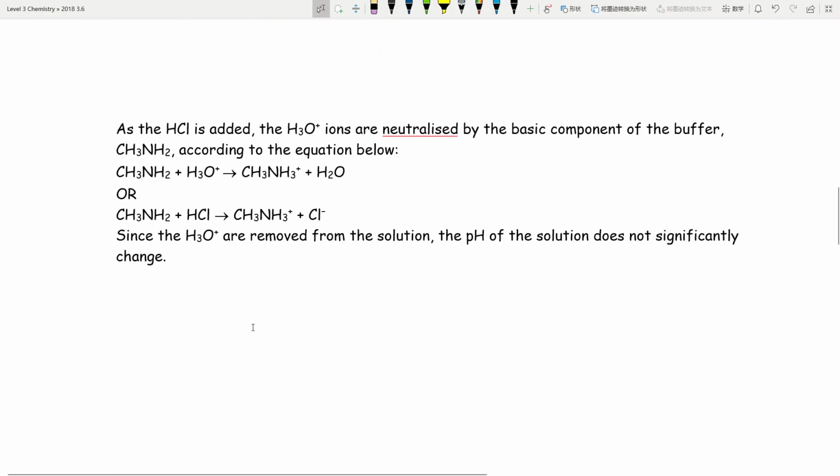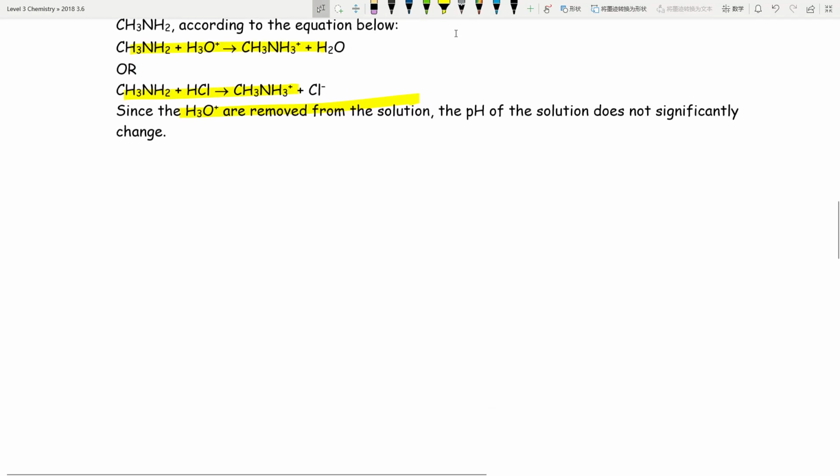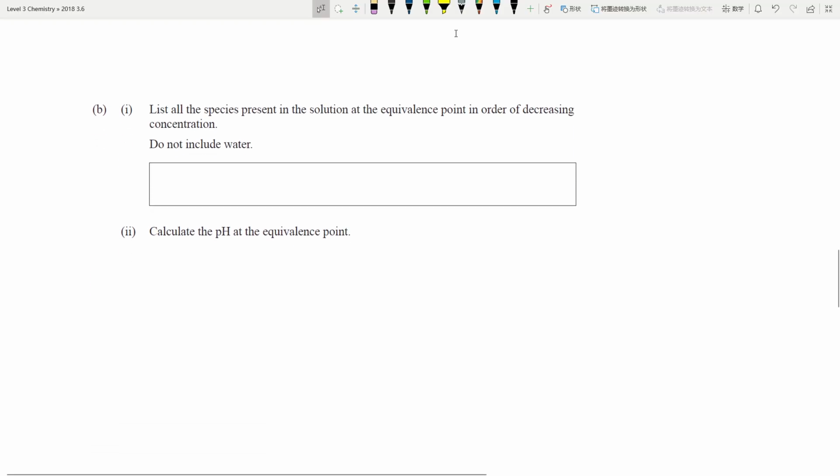If you look at the answers, there are two equations they can do. You can say neutralize, you can do this equation, you can do this equation, same thing, but because you're removing the H3O+, the pH doesn't significantly decrease. Okay, so I've done a little bit more, just like I always do. All right, so that's question 2A.